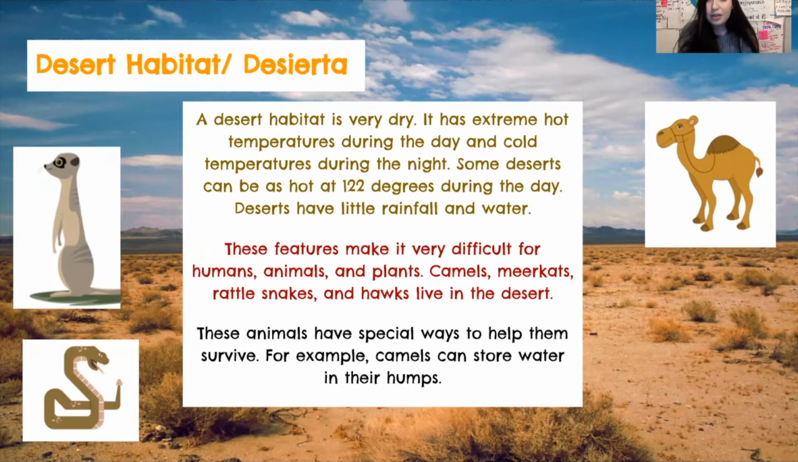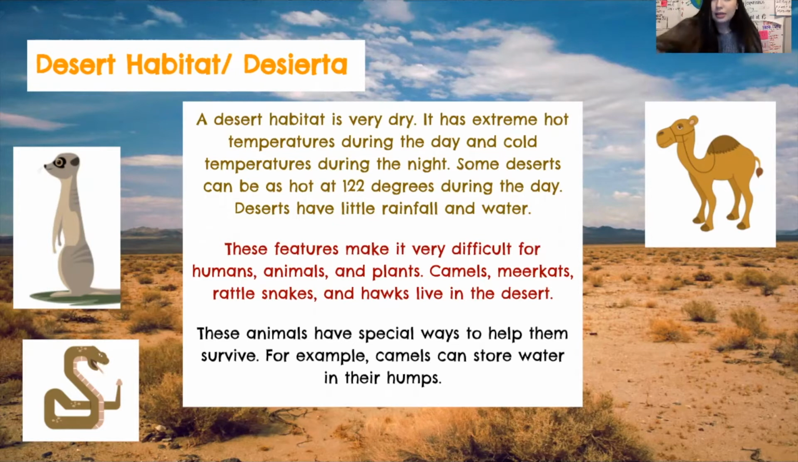Some deserts can be as hot as 122 degrees Fahrenheit during the day. That is very, very hot. And deserts only see a little bit of rainfall a year, and there are very, very few places to get water in the desert. There are no ponds or oceans near the desert. So these features make the desert very difficult to live in. You'll see very few humans and plants in the desert, and only desert animals live in the desert.